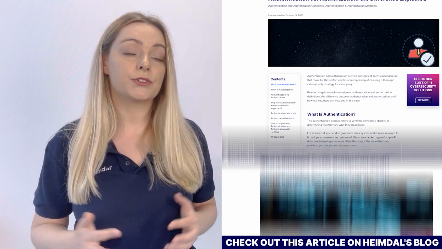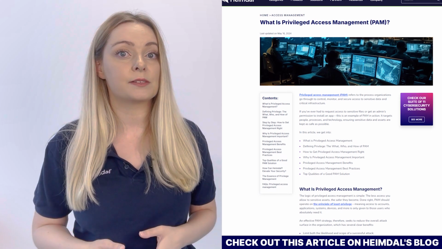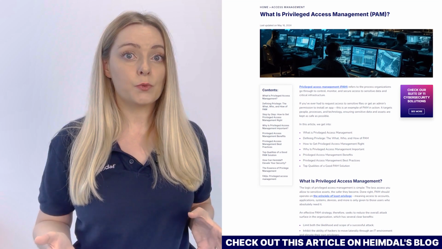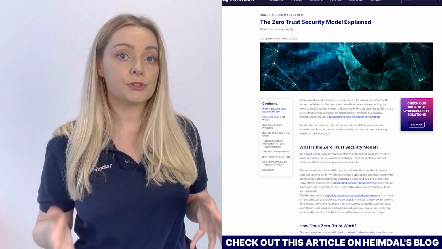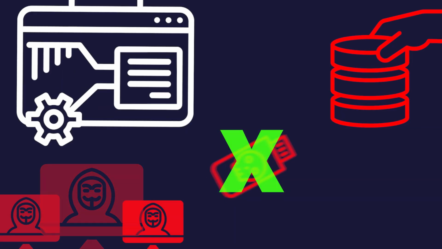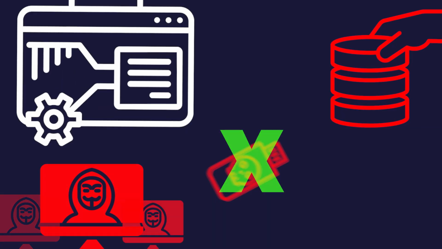In contrast, traditional approaches to privileged access management assume that all users within an organization are trustworthy, while users from outside are unreliable. The key idea behind applying the Zero Trust security framework is to make it more difficult for attackers to move laterally through a network by limiting their access rights as they move from one subnet to another.